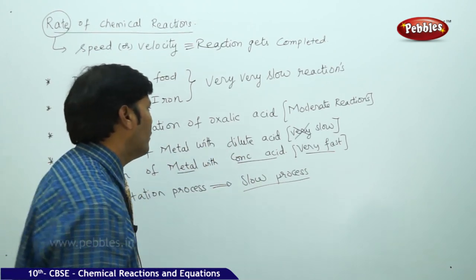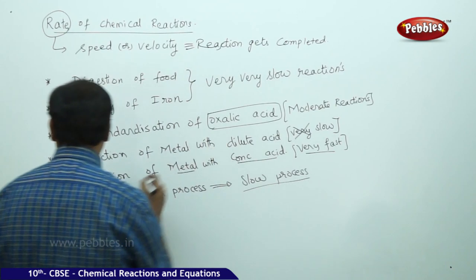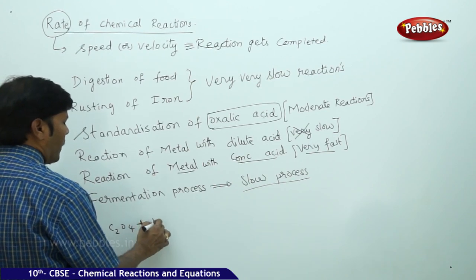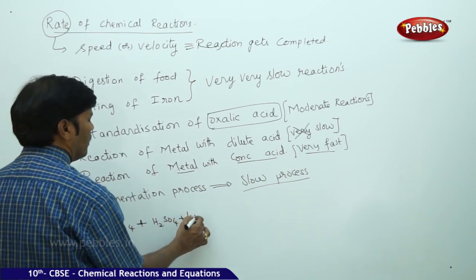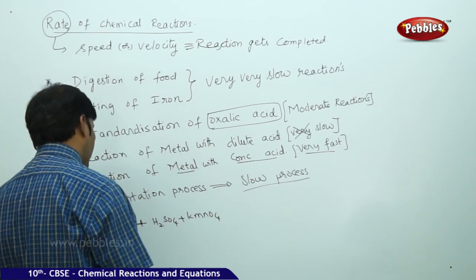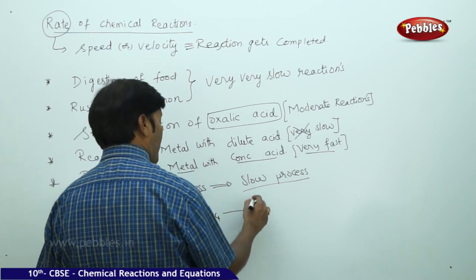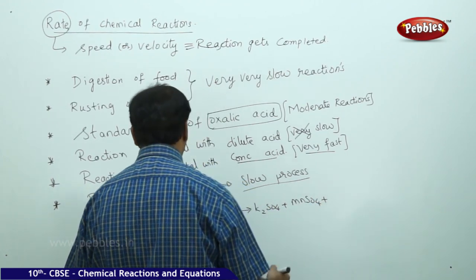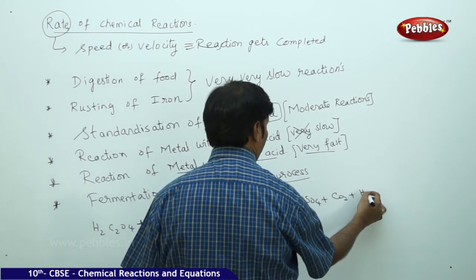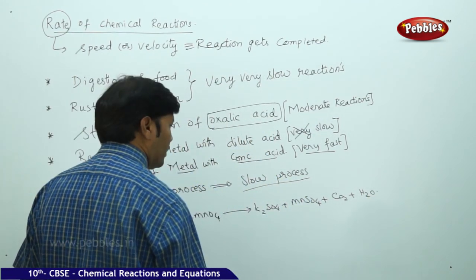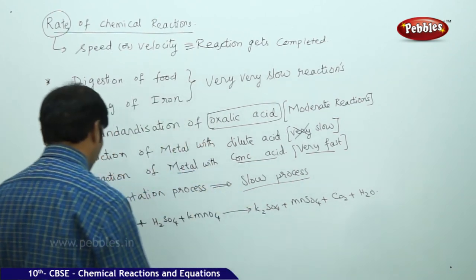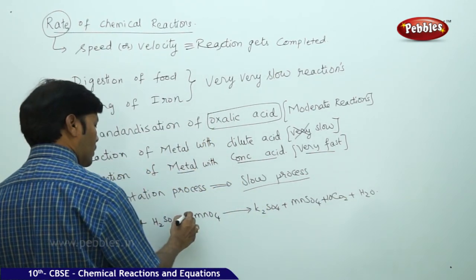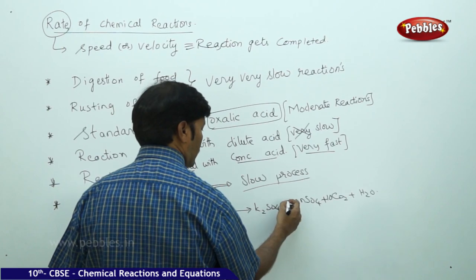Standardization of oxalic acid is a typical reaction. You know the formula of oxalic acid, H2C2O4 plus H2SO4 plus KMnO4 gives K2SO4 plus MnSO4 plus carbon dioxide plus water. If you're taking 5 here, then here I'm taking 10. And here if I'm taking 2 over here, then I'm going to take 2 over here.